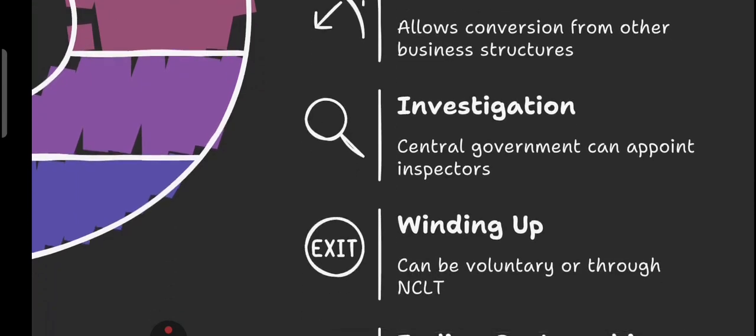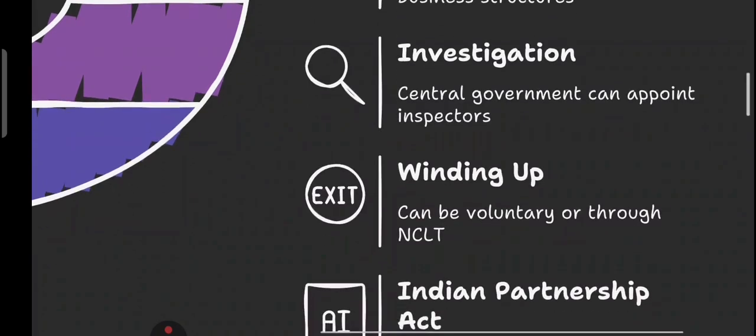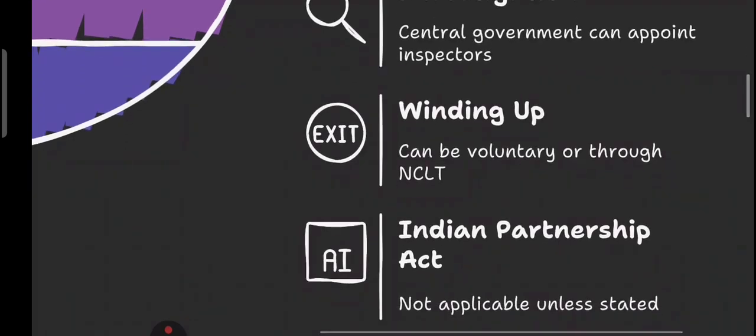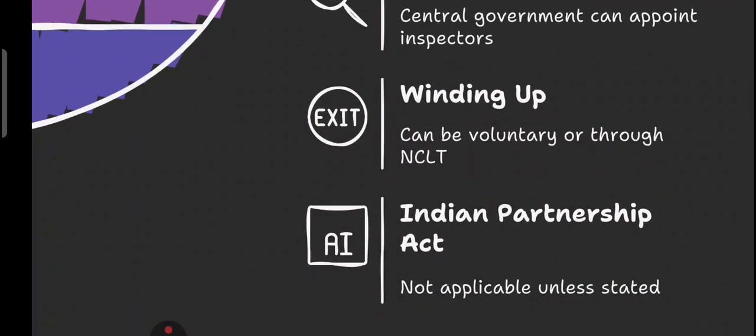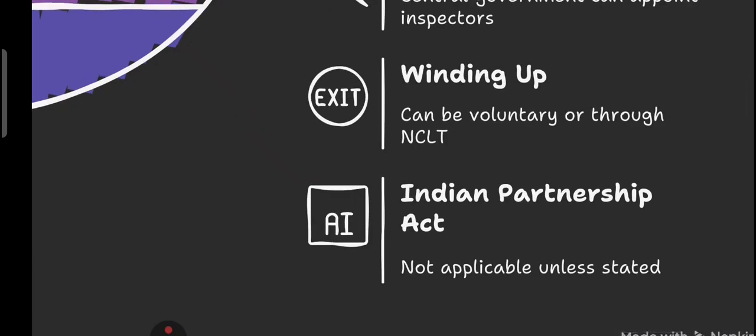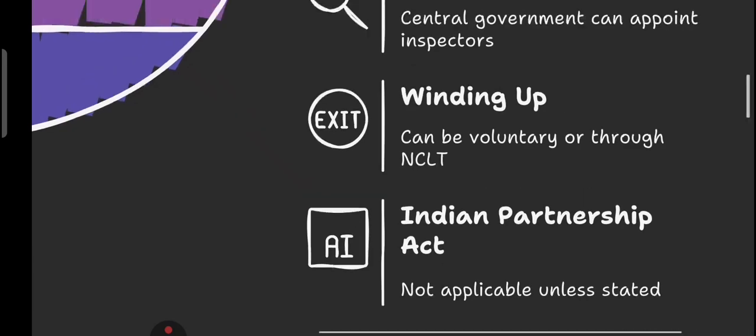Then we have winding up, under the LLP Act. LLP can be shut down voluntarily or by the order of NCLT. तो हम LLP को या तो वॉलेंट्री शट डाउन कर लें या NCLT के ऑर्डर से शट डाउन कर लें. And lastly, the Indian Partnership Act does not apply to LLP unless specifically mentioned. Very very important. Indian Partnership Act will not apply to the LLP, right?